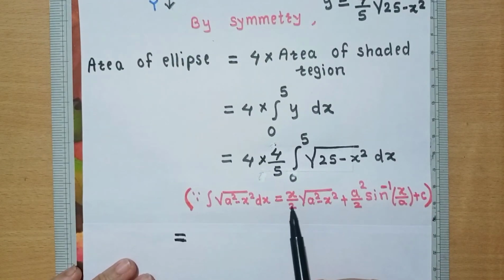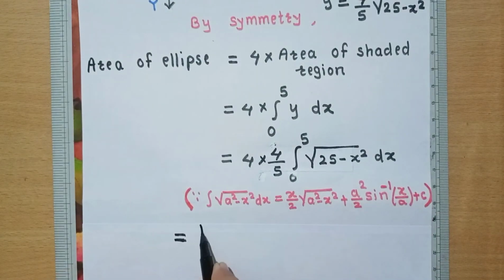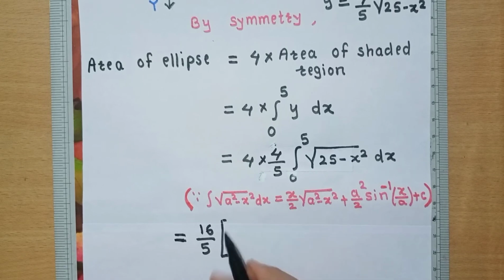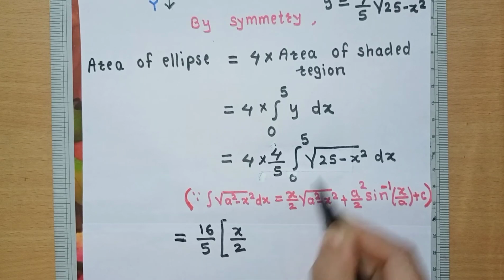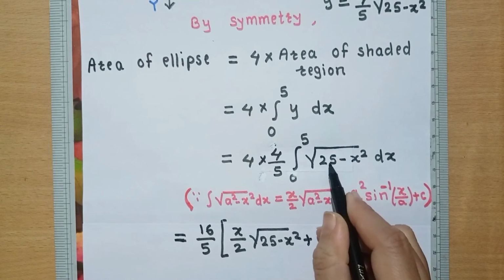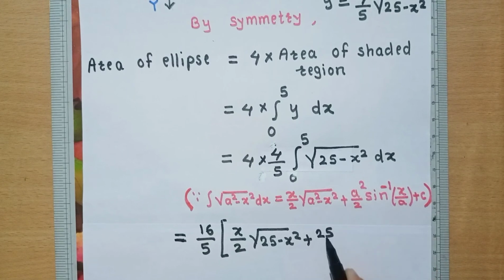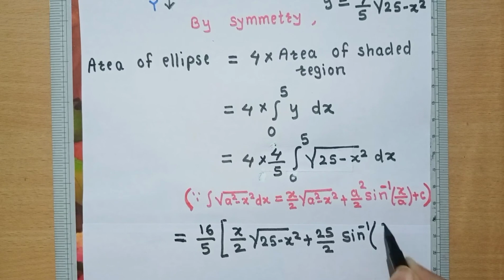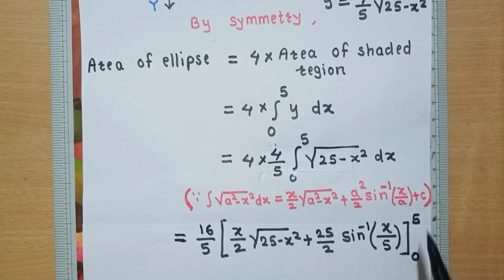So we will use this formula. 4 into 4 is 16 by 5, and again here x by 2, this root as it is, which is the root of 25 minus x square, then a square means 25 upon 2, and sine inverse of x upon a, which is 5, and this bracket complete, and then we will write the limit from 0 to 5.